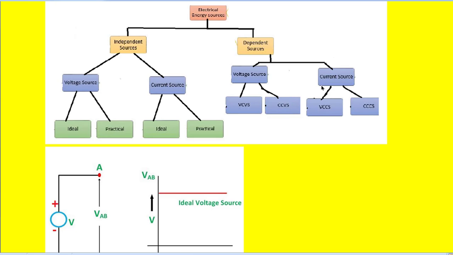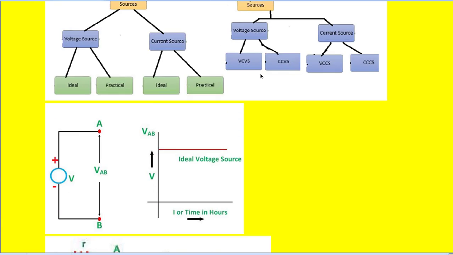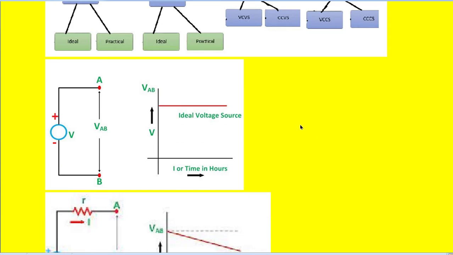voltage source. When it comes to the current sources, one is voltage controlled current source, the other is current controlled current source. This is the broad classification of the electrical sources. So let us see the characteristics of the ideal voltage source and ideal current source, similarly the practical characteristics, and how the dependent sources are shown by symbols.